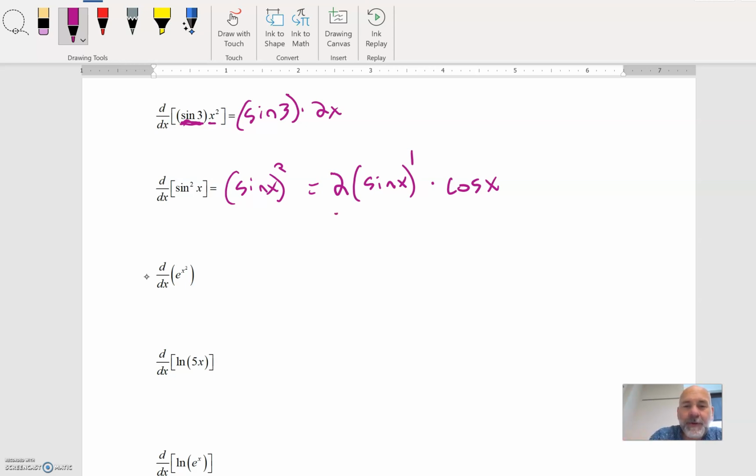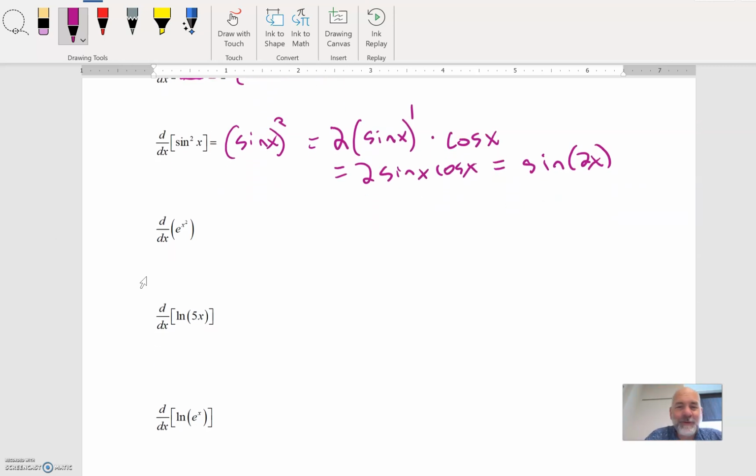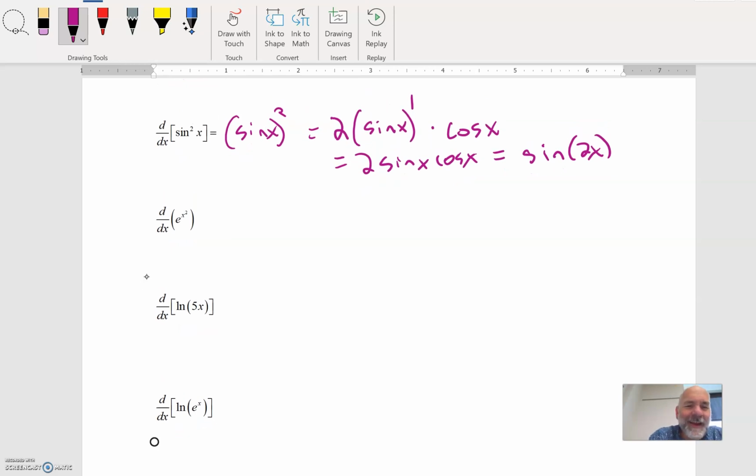And if you're a spiffy person and you remember your trig identities from last year, you'll remember that that's equal to sine 2x. Just a little reminder on that. But yeah, so that's a derivative. Nothing else to say.